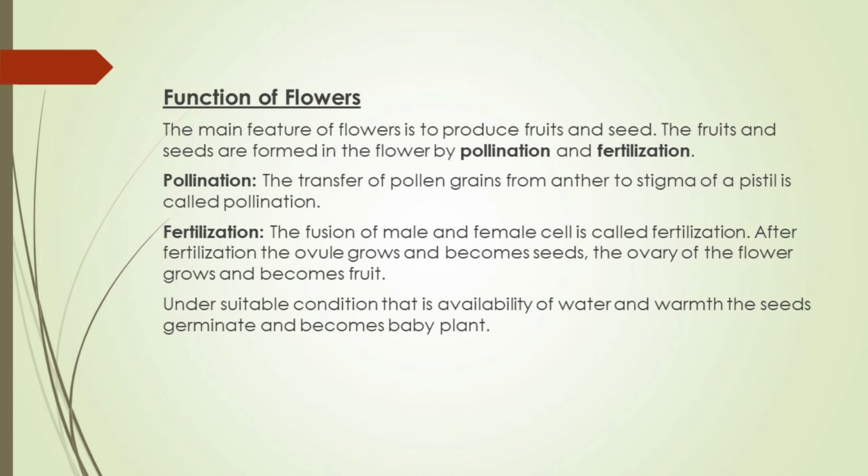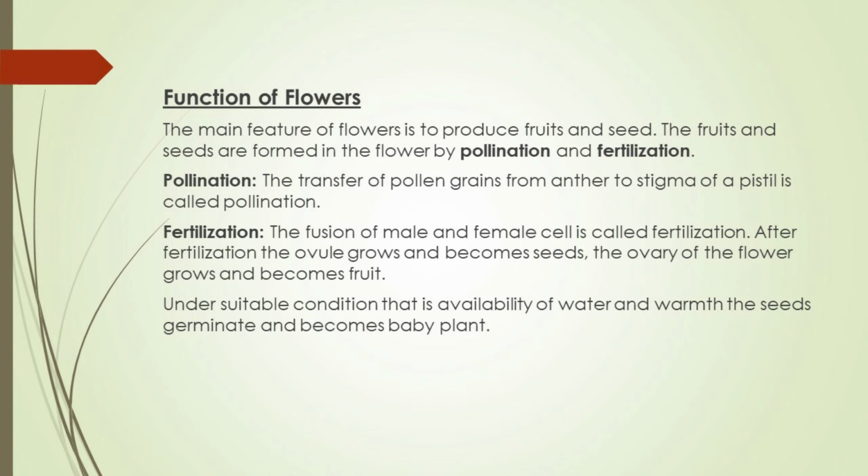Fertilization. The fusion of male and female cells is called fertilization. After fertilization, the ovule grows and becomes seeds. The ovary of the flower grows and becomes fruit. Under suitable conditions, that is availability of water and warmth, the seeds germinate and become a baby plant. This is how a new plant grows with the help of seeds. So how seeds are made, you can read the chapter from the textbook also nicely. Everything will be very clear.